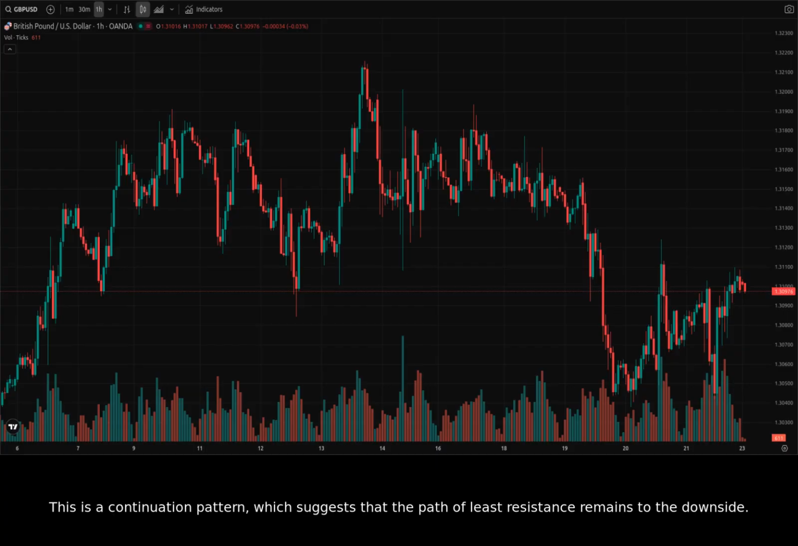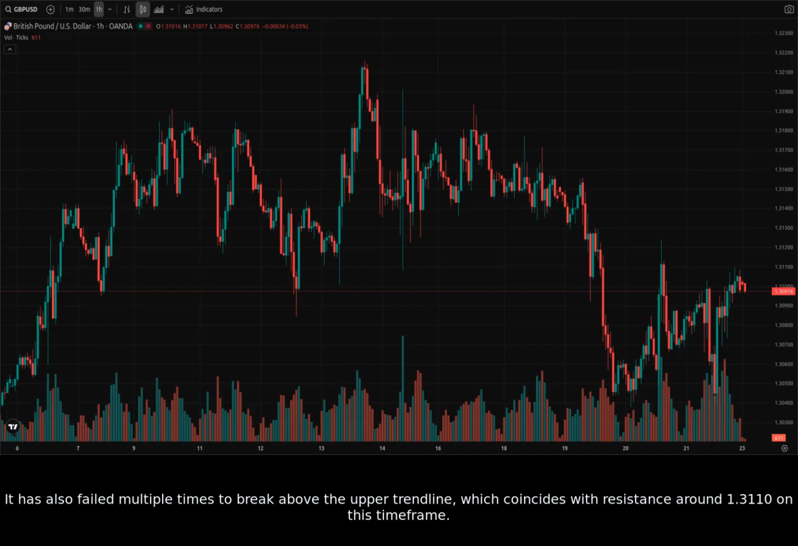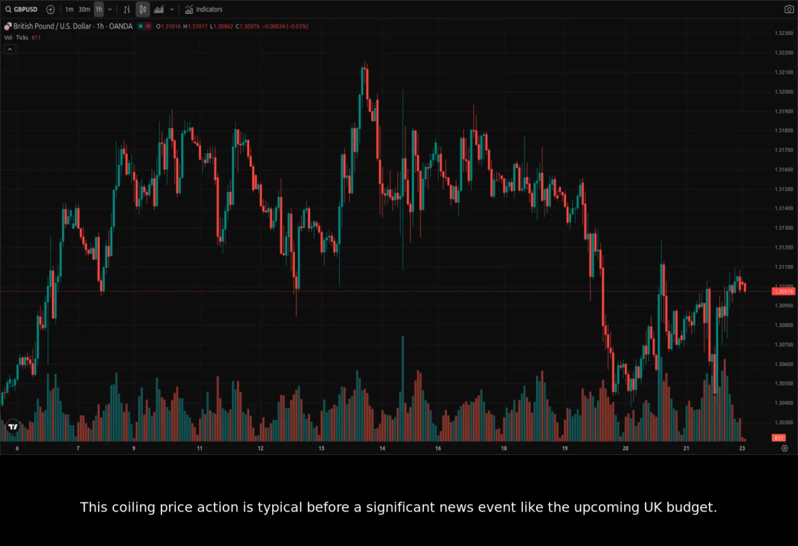This is a continuation pattern, which suggests that the path of least resistance remains to the downside. The price has repeatedly tested the lower boundary of this consolidation near 1.3040. It has also failed multiple times to break above the upper trend line, which coincides with resistance around 1.3110 on this time frame. This coiling price action is typical before a significant news event like the upcoming UK budget. Traders are clearly hesitant to commit to a direction until more clarity is provided on the fiscal front.